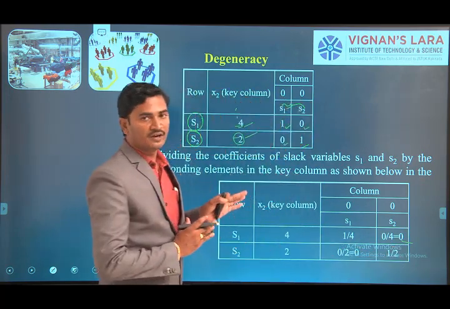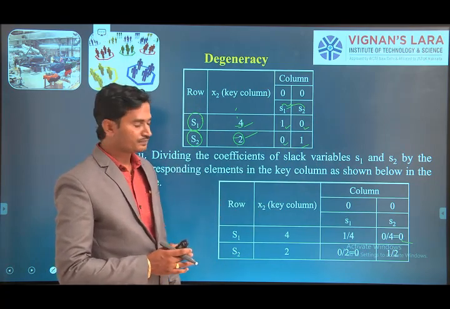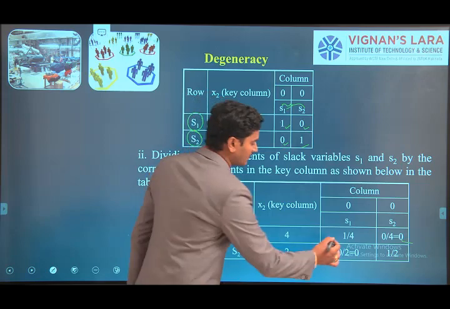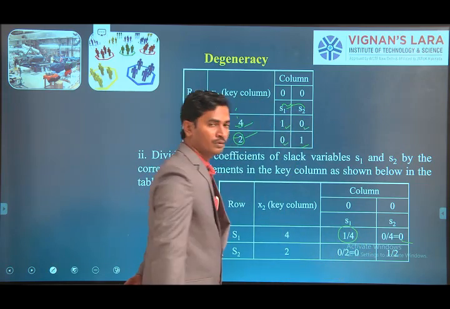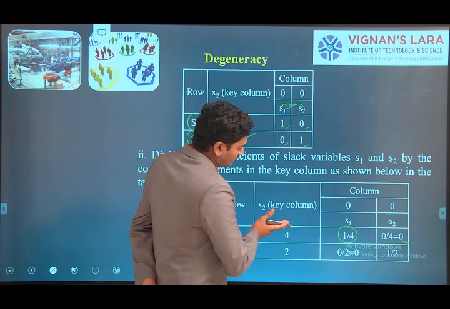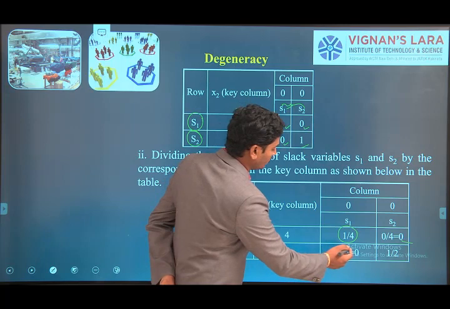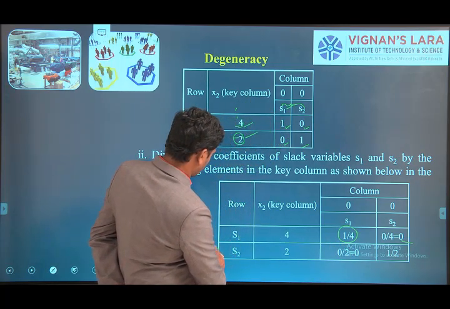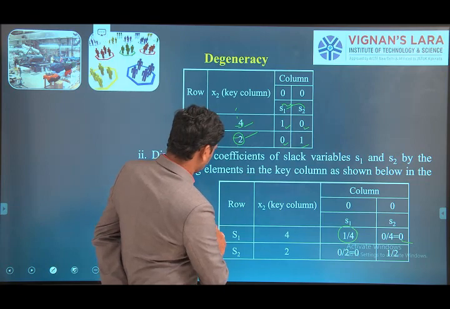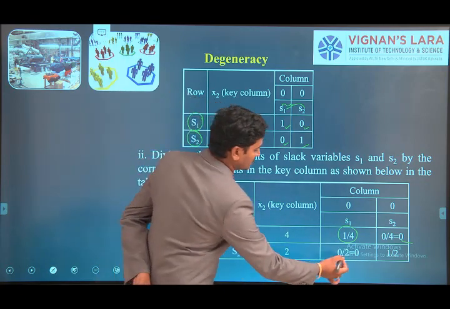Okay. Now we are going to identify the minimum value from left to right. First, coming to the first row, first column. Here, what is the value? 1 by 4. Next, coming to the second row, first column. Here we have 1 by 4 in the first row, and coming to the second row, first column, 0 by 2, which is 0.